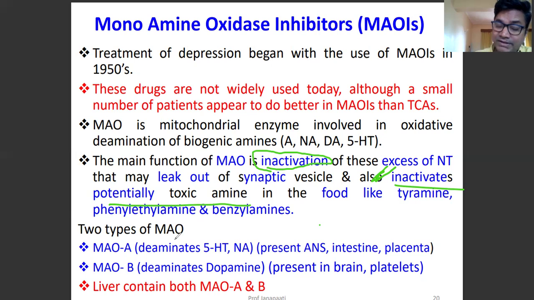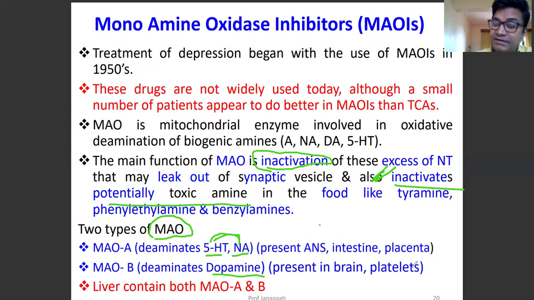Now, one more important thing is that the MAO enzyme is of two types: MAO A and MAO B. MAO A deaminates and oxidizes 5-HT and noradrenaline, these two neurotransmitters. MAO B deaminates dopamine. Now, MAO A is present in the autonomic nervous system, intestine, and placenta. MAO B is present in the brain and platelets.